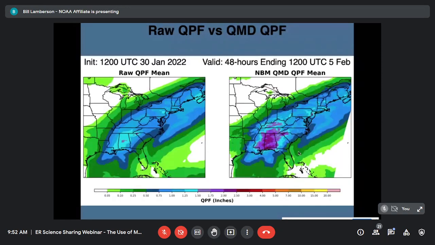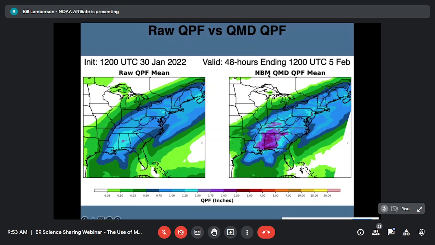So to demonstrate this, I have the raw QPF versus the QMD QPF, and this is for a case that we're going to be looking at. This was a 48-hour case ending at 12Z on the 5th of February. We only got access to this data set at the end of January, so we haven't had a ton of time to look at this and do a lot of case analysis.